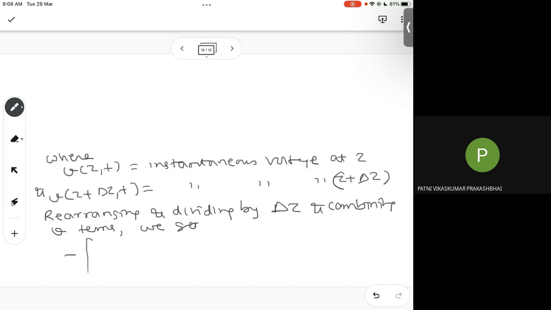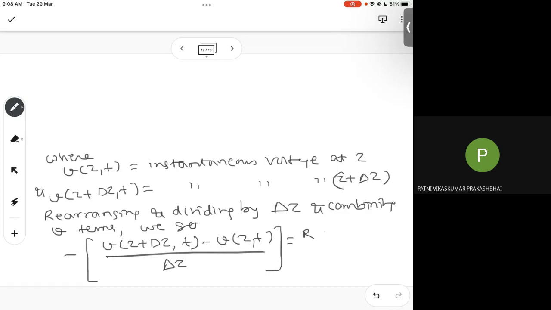So this equation becomes: minus [V(Z plus delta Z, T) minus V(Z,T)] over delta Z is equal to R I(Z,T), so that is also a voltage term, plus L del I by del T (Z,T). So nothing great. Brought the V terms together on the left hand side, other terms on the right hand side, dividing throughout by delta Z. That's all. So I got this expression. Okay, fine. We'll move to the next slide.